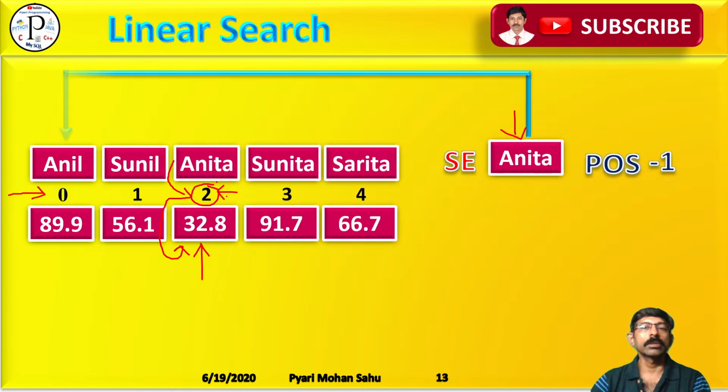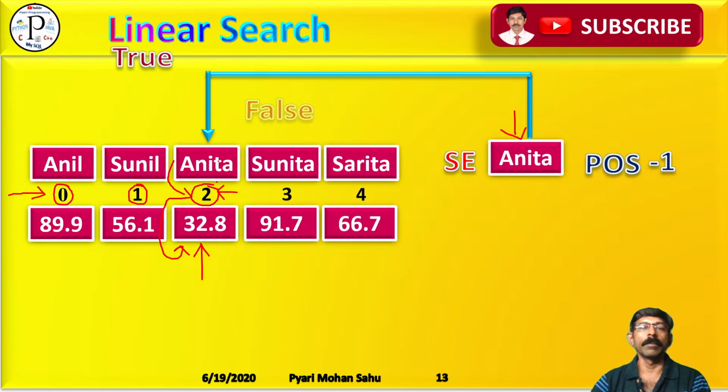So how to do this? We have to check the name entered by the user with the current index position name. So that means the name has to be compared. Now here it is false because Anita and Anil both are not same. Now next index position needs to be checked. That is one position. Again it is not same. Again I'm going to check with this position. Now both are same. That's why answer is true.